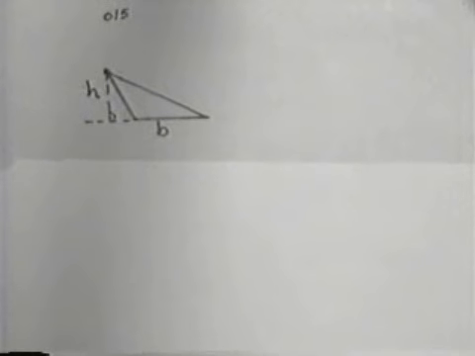You might not run into any triangles like that, but I thought we should mention it just in case. Another thing you might run across is a triangle that already has the base and the height as a part of the triangle. Let's look at this example.